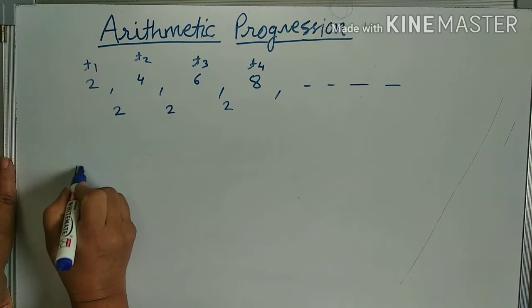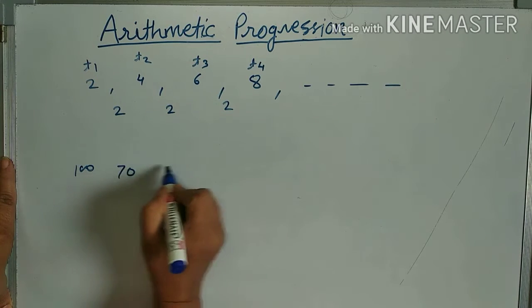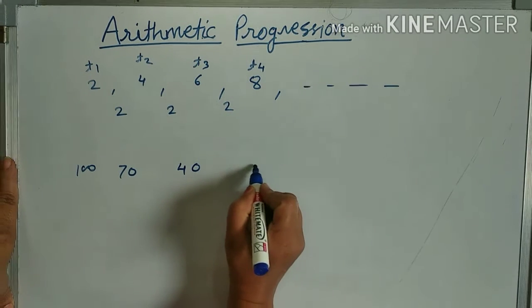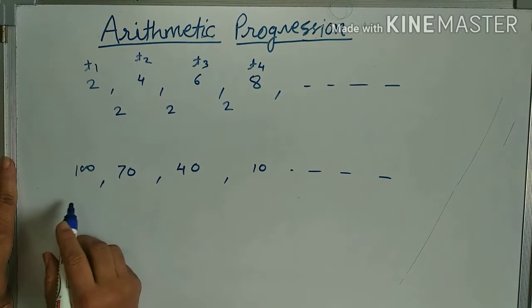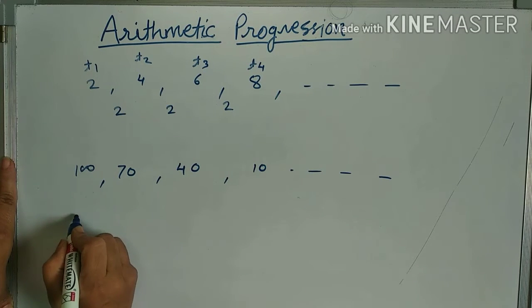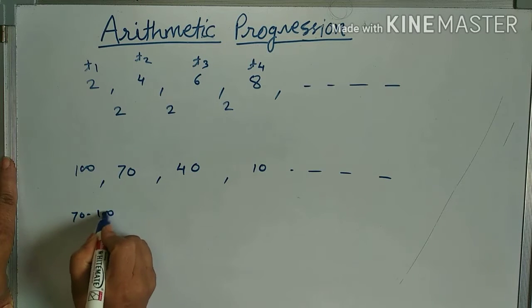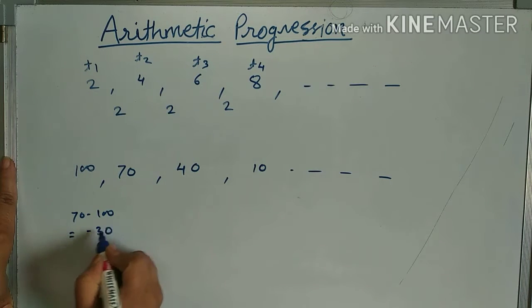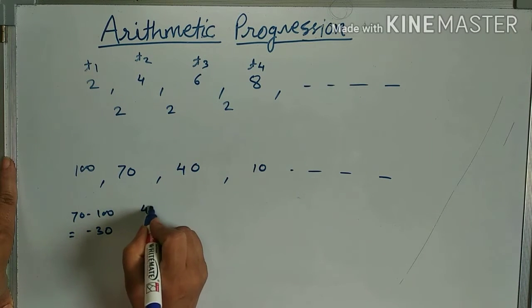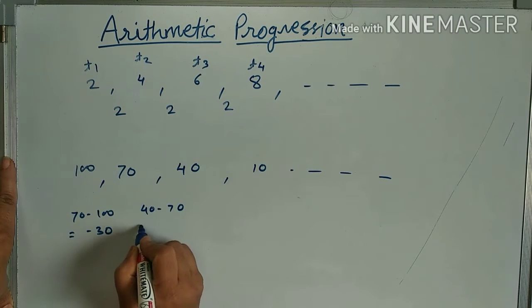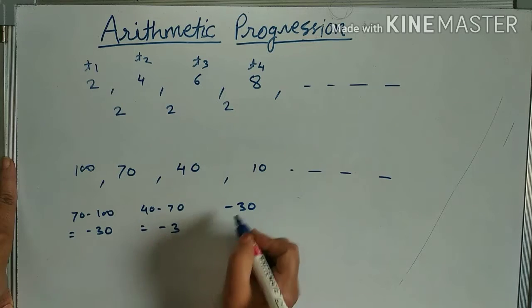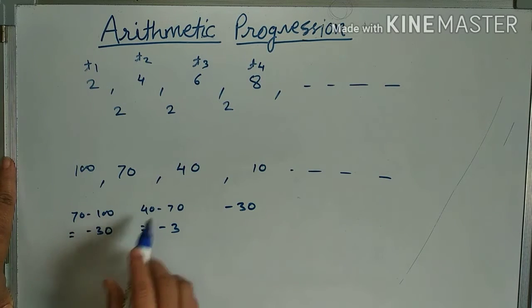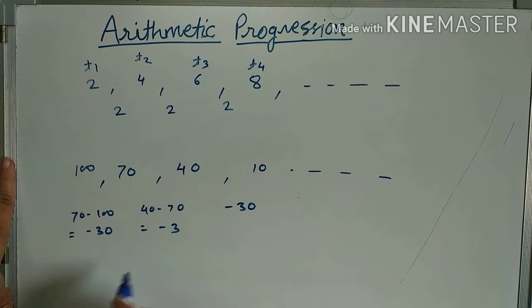Next sequence is 100, 70, 40, 10. In this sequence, the difference between two terms is 70 minus 100, which is minus 30. Here difference 40 minus 70 equals minus 30. Here difference is minus 30. So the difference between two terms is constant.